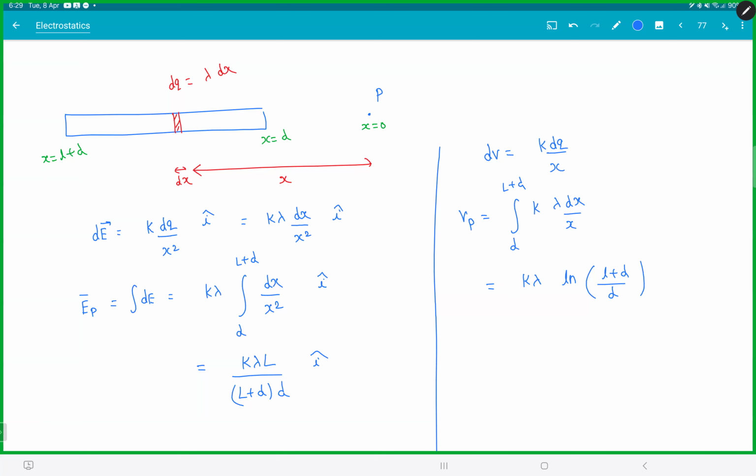So whenever you see a rod, the element always has to be a dx rod. And you can clearly see the formulas. You won't get this kind of answers with center of mass. Log will definitely not come. Clear with this? Next one. Any doubts on this?